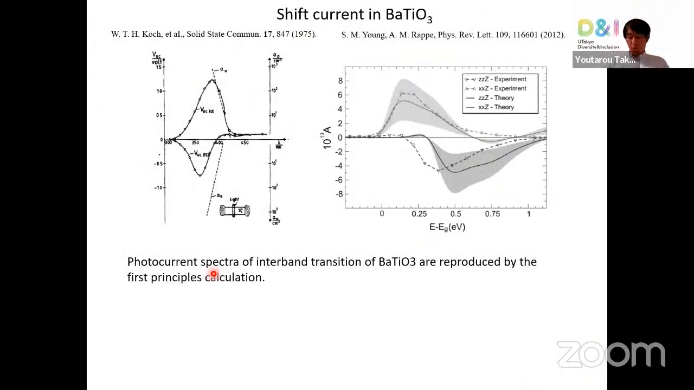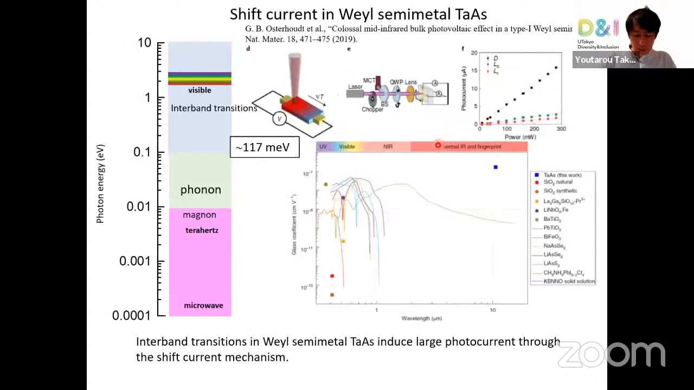For example, the photocurrent in the famous barium titanate is explained by this shift current mechanism. This is the spectrum of the photocurrent in the UV region above the interband transitions. This spectrum is reproduced by first principles calculations including the shift current mechanism. So the recent progress is the observation of the large photocurrent in the low energy regions.